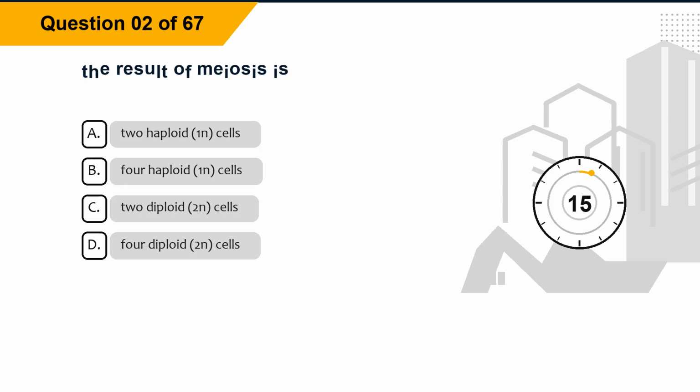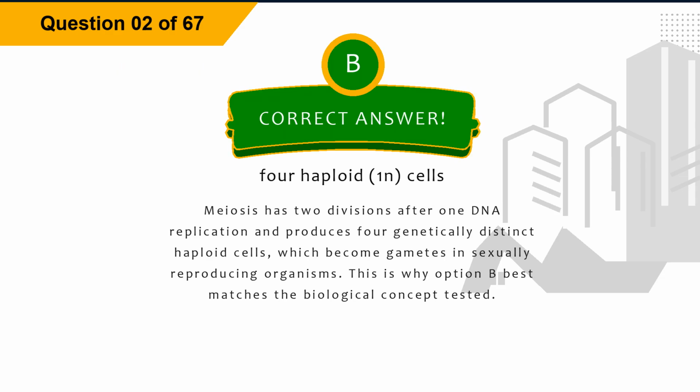Question 2. The result of meiosis is Option A, 2 haploid, 1N, cells. Option B, 4 haploid, 1N, cells. Option C, 2 diploid, 2N, cells. Option D, 4 diploid, 2N, cells. The correct answer is Option B, 4 haploid, 1N, cells. Explanation: meiosis has 2 divisions after 1 DNA replication and produces 4 genetically distinct haploid cells, which become gametes in sexually reproducing organisms. This is why option B best matches the biological concept tested.